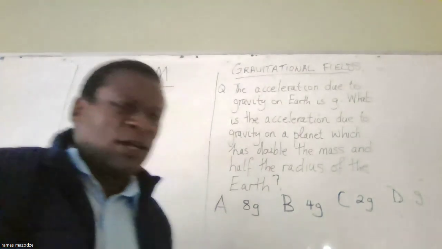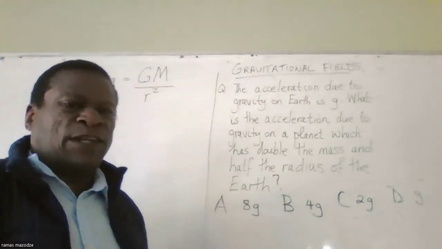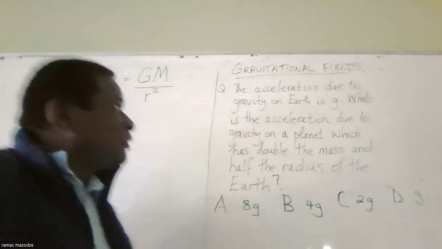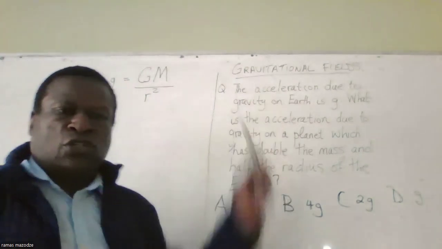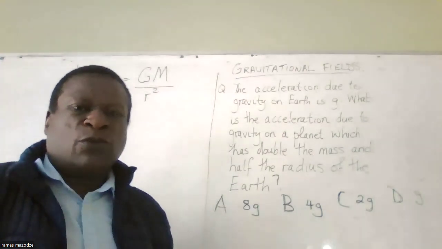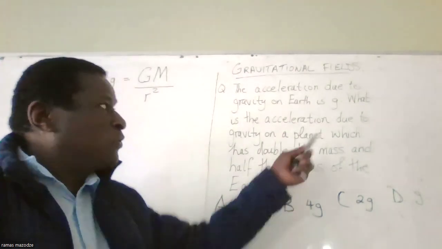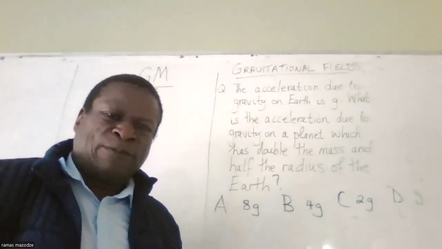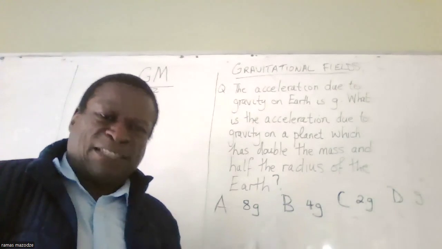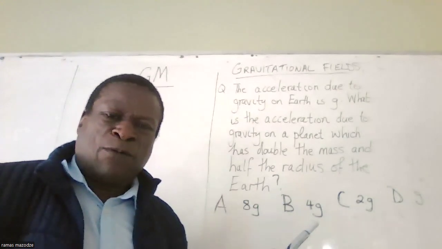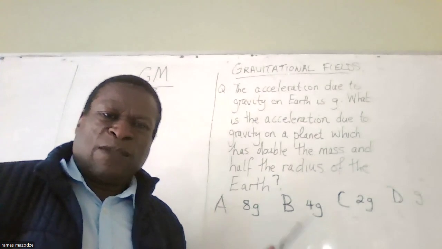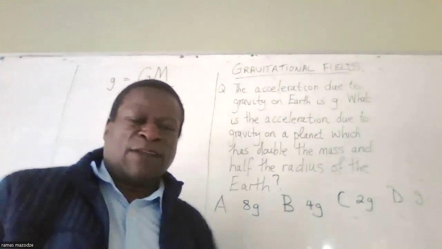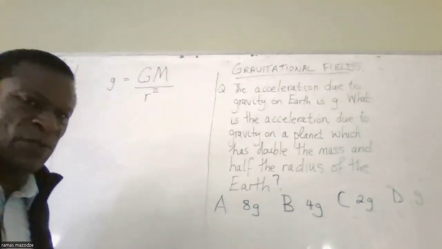Today's topic, we are talking about gravitational fields. And I have a small question there, so that our videos are short. The acceleration due to gravity on Earth is g, or it's 9.8. And then they go on to say, what is the acceleration due to gravity on a planet that is double the mass of the Earth and half the radius of the Earth? That is the question. And then there's a variety of choices there. I want to show us how we get to the answer.